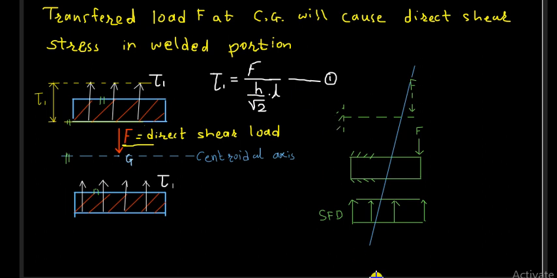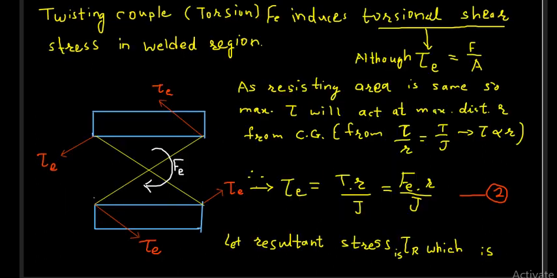I was talking also about the torsional shear. That torsional shear stress in the welded region can be found out by this formula, from the torsion equation. Let us see how this torsion stress will be generated and what will be its intensity, or the value where it will be maximum. As you know, we were always finding the minimum resisting area, because of minimum resisting area there will be stress concentration and failure will occur at that point. But here you can see the resisting area is the same.